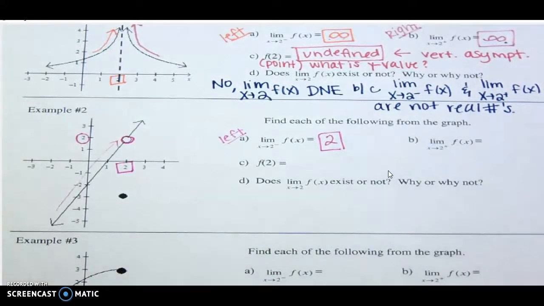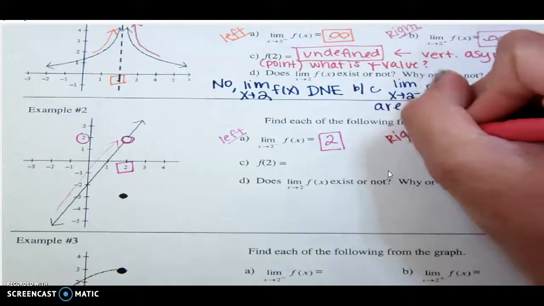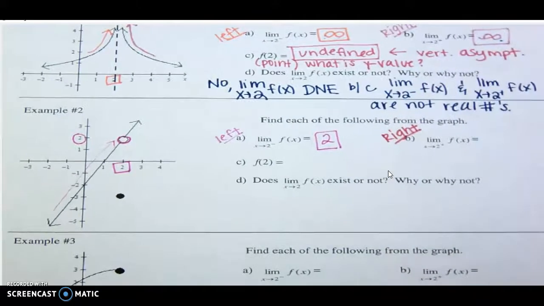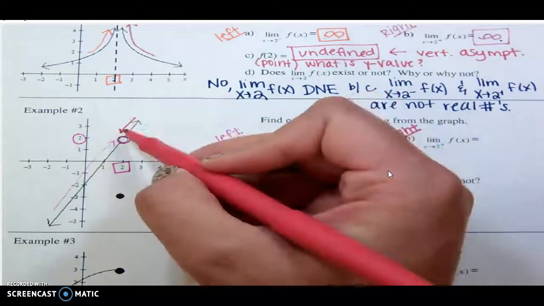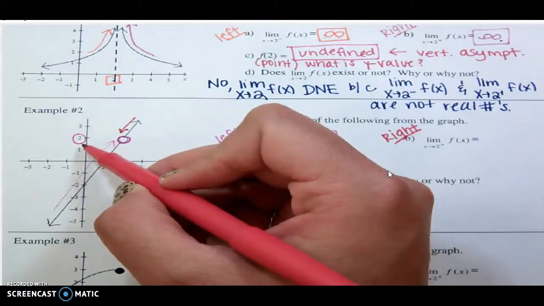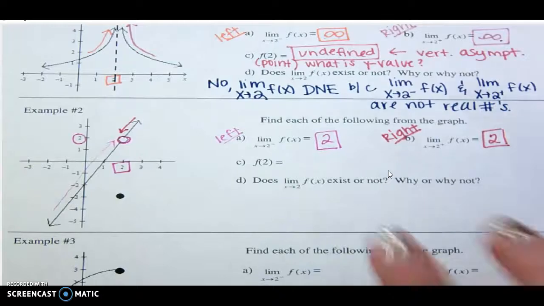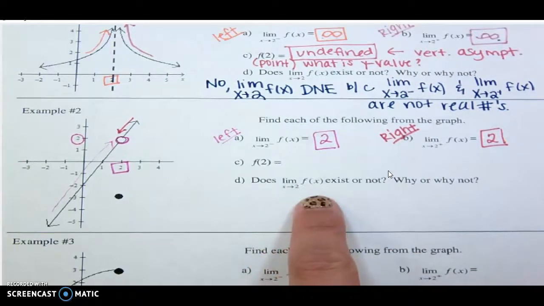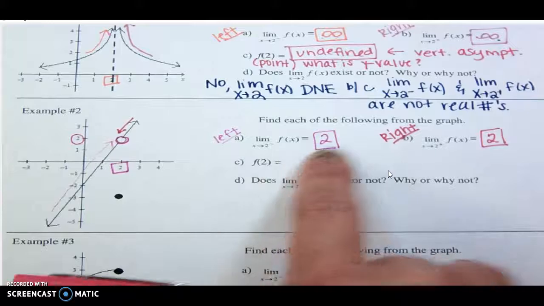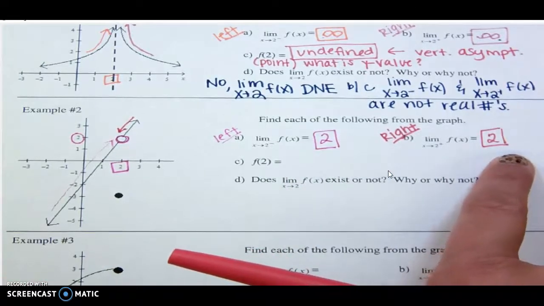Okay, then it says the limit as x approaches 2 from the right. Okay, so if we come in from the right, well, we're approaching the same hole. So we're still approaching that same y value of 2. So I'm going to skip part C for a second and go on to part D. It says, does the limit as x approaches 2 exist or not? Well, look at your left and look at your right. Are they the same number? Yes, they're both 2. Is 2 a real number?